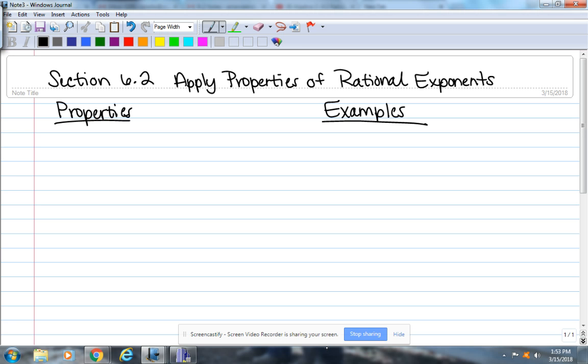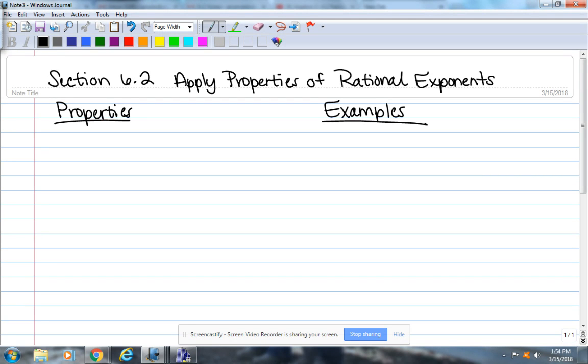Okay, guys. So today we're going to do section 6.2 and we're going to apply properties of rational exponents. So we're going to build on what we did with rational exponents yesterday. Remember last chapter we talked a lot about exponent rules.